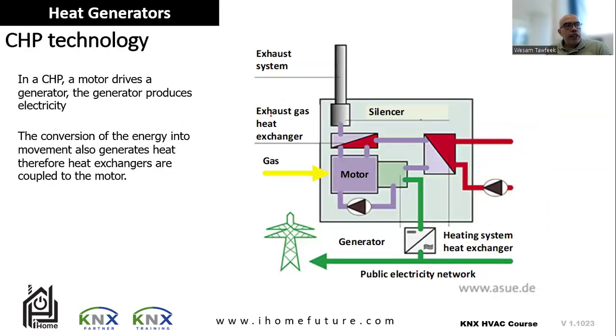CHP technology in more detail, which you are not required to know, but it's details for you. So the motor is driving the generator. The generator produces electricity, and then you are getting electricity. During the process, you are also getting vapor and heat, which is also used in your heat system. Okay, the conversion of energy into movement also generates heat. Therefore, heat exchangers are coupled to the motor. So you're getting electricity and heat as well. This is the idea of the CHP in general. This is why the CHP has a very high efficiency in producing power.